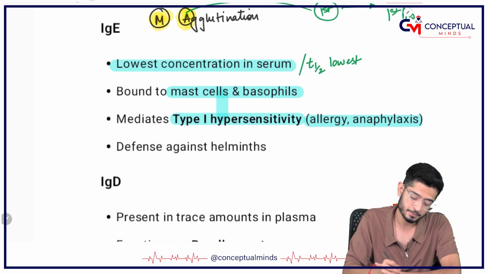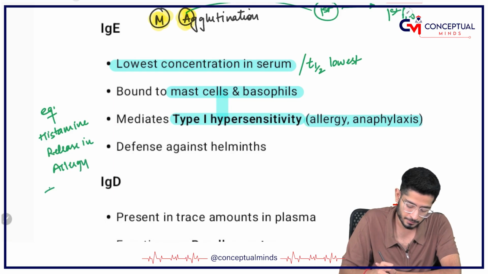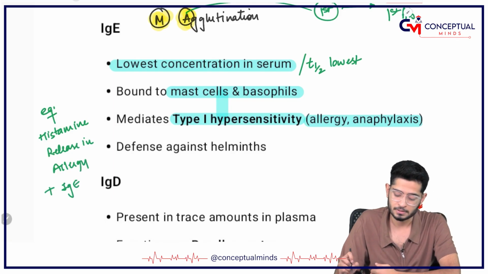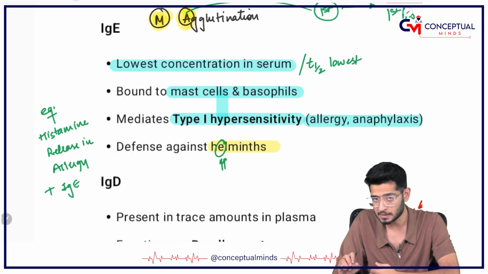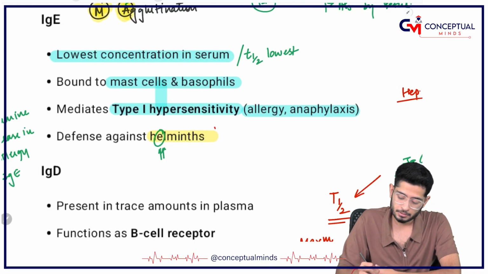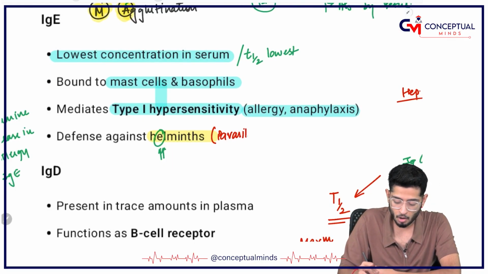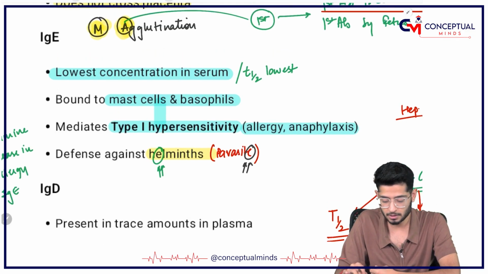For example, histamine release in allergy is generally coupled with the IgE response as well. It is very effective against helminths. The second letter of helminths is E, so IgE is important against helminths. You can say against all parasites, so parasite, the last letter is E, so this thing you can remember.